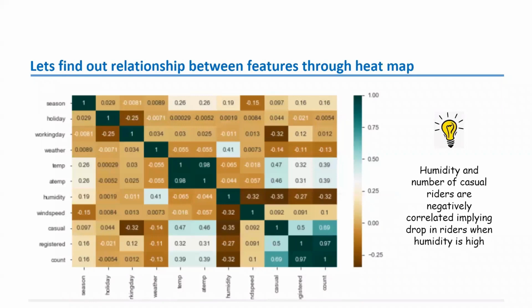Then we want to find out the relationship between the different features through a heat map. Humidity and number of casual riders are negatively correlated, implying a drop in riders when humidity is high. So whenever the humidity is very high, we prefer not to go out. It's very sweaty. That's why the number of riders is also decreasing. So if you look into humidity and the number of riders, you can see that they are very negatively correlated.